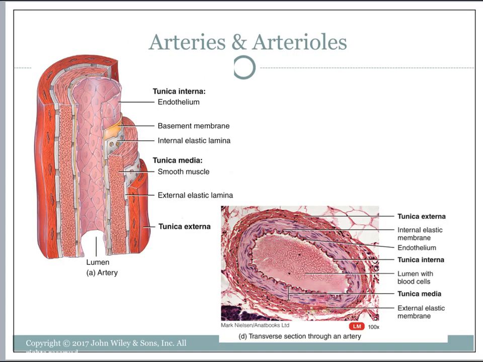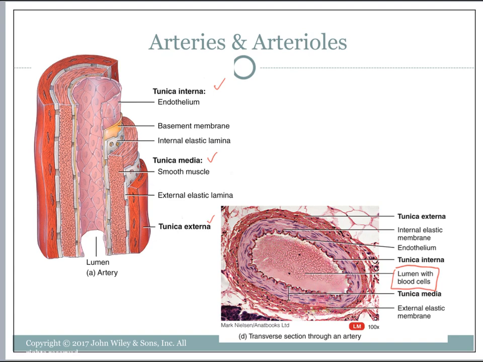Arteries and arterioles. So we already outlined the anatomy of arteries with our tunica interna, our tunica media, and our tunica externa. Now let's look at the histology, because you will be responsible for identifying and differentiating arteries and veins. So we start in the center. We'll start right here with the lumen. This is where your blood is flowing.